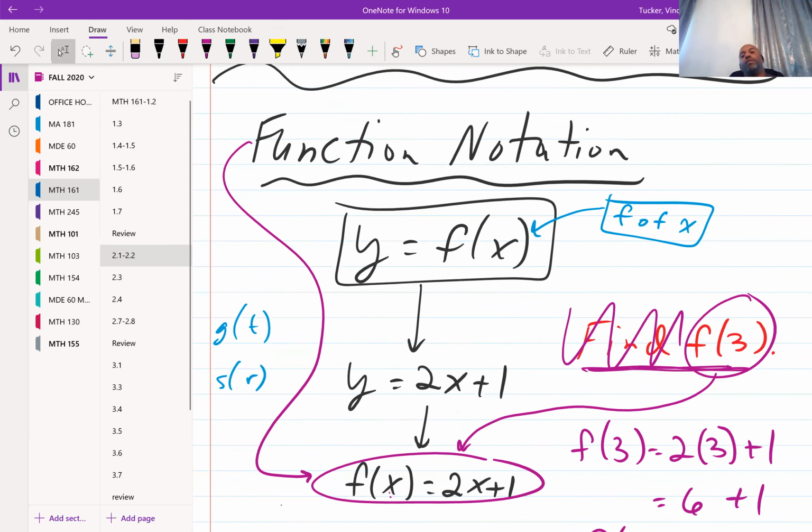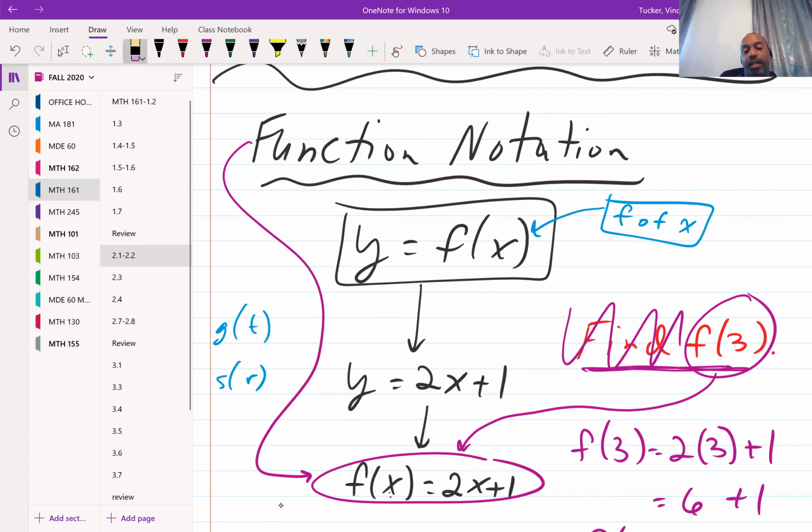All right, so function notation, I believe, is the last thing we're talking about in this section. y is equal to f of x. That's how you say that. F parentheses x is f of x. So y equal to f of x. What this is saying is that y and f of x are interchangeable.